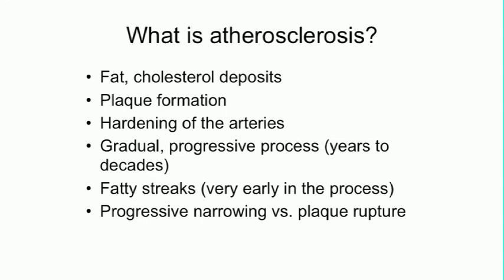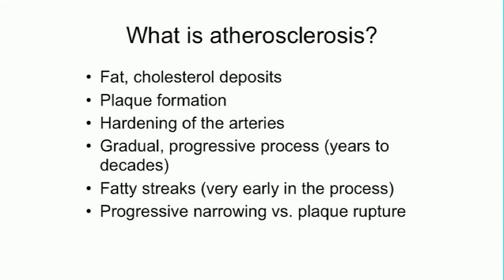Now, it doesn't start overnight. It takes years to decades for it to form. So people who have coronary artery disease have had it for a long time. It just takes a long time, and then all of a sudden it starts acting up when it hits a critical threshold, or if you have a plaque rupture, you can have a heart attack. I'm going to go through the differences between coronary artery disease that's progressive versus heart attacks. How do you differentiate the two?